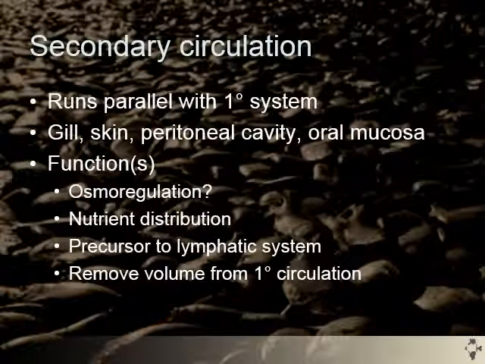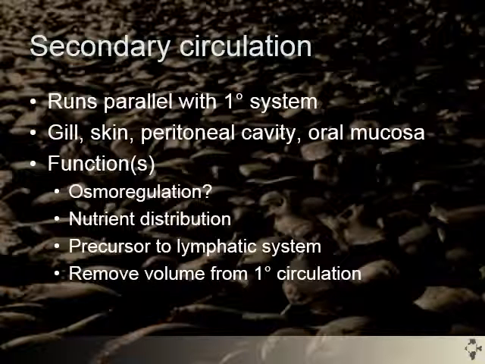These secondary circulatory vessels are found in the gill, in the skin, in the peritoneal cavity, and in the oral mucosa, primarily in these surface or epithelial types of tissues. So epithelium on the outside of the fish, or the epithelial origin tissues lining the body cavity. Now, what do they do? What is their function?